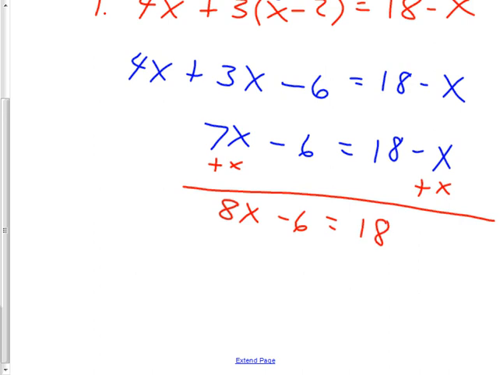And now from here, if you can't solve this, run away fast. Because this is like the baby stuff now. Add 6 to both sides, divide by 8. Okay?